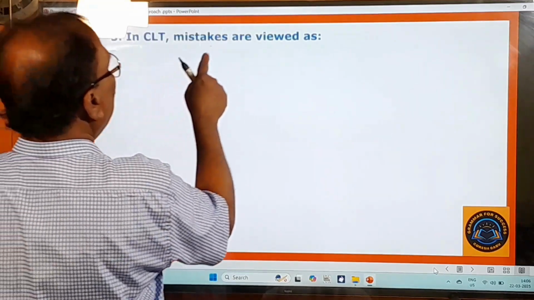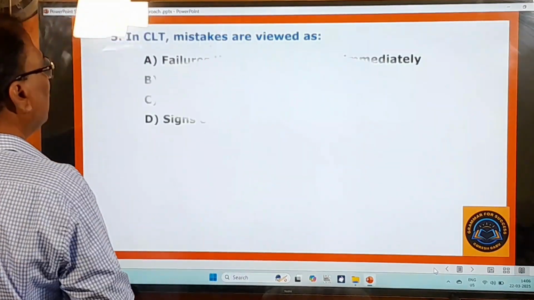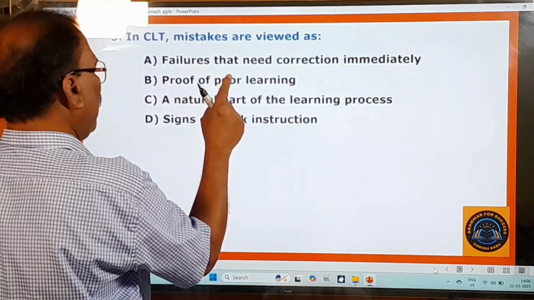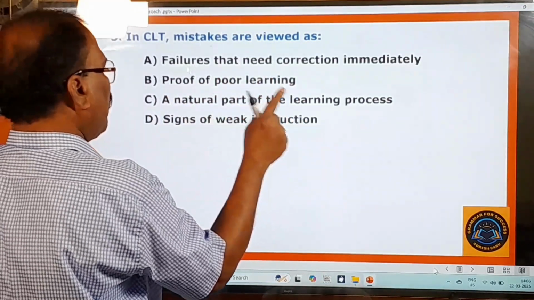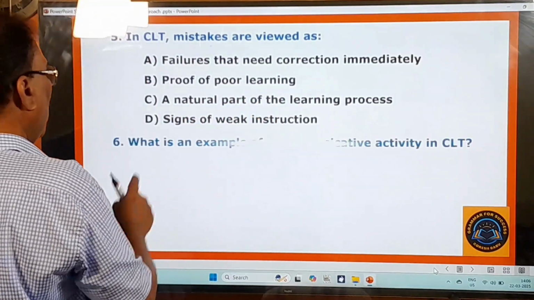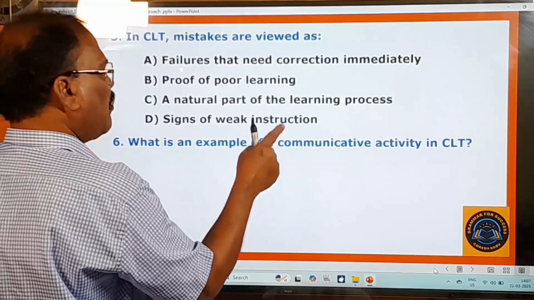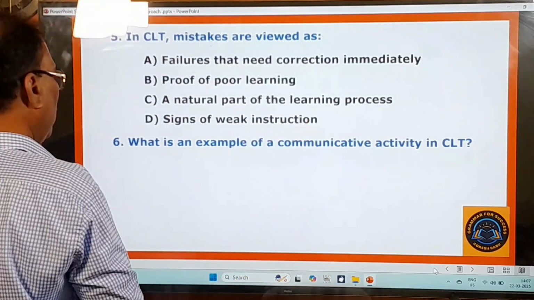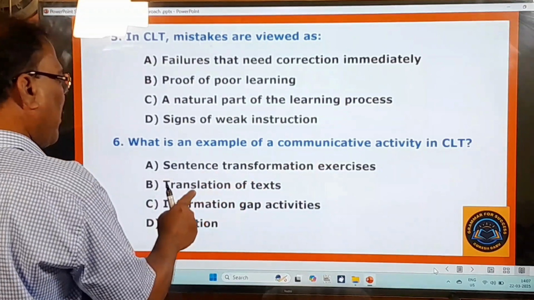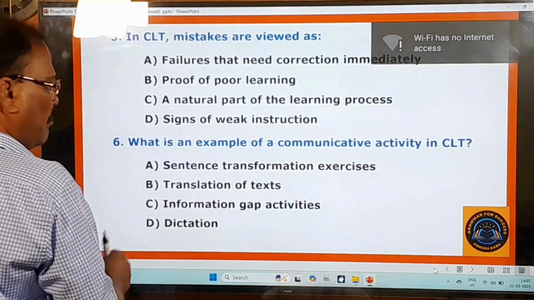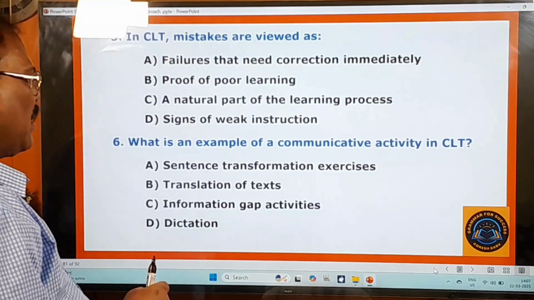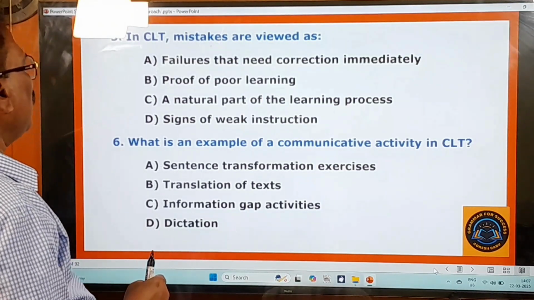Fifth question. In CLT, mistakes are viewed as failures that need correction immediately, proof of poor learning, a natural part of the learning process, signs of weak instruction. Okay. Go to the sixth question. What is an example of a communicative activity in CLT? Sentence transformation exercises, translation of text, information gap activities, dictation. Which communicative activity can be taken up in CLT classroom? You know very well. Now you move on to other questions.